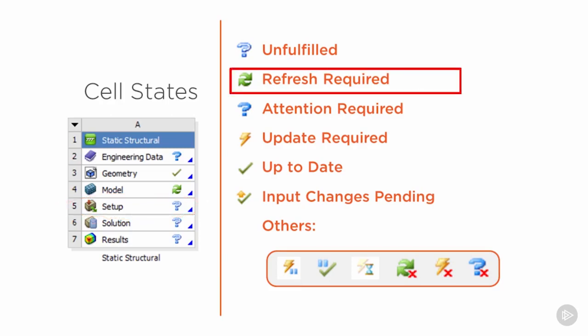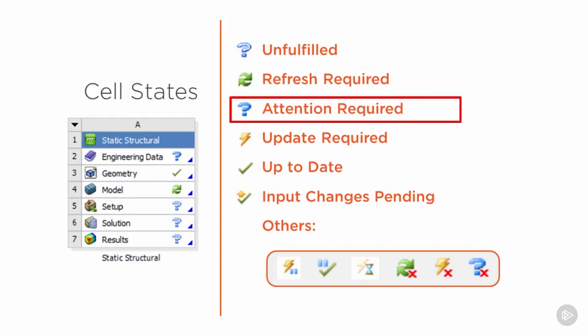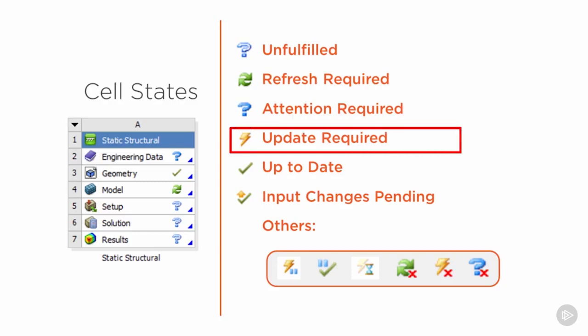The second one is the green arrows called refresh required. This means that the upstream data has changed since the last refresh or update, so you may need to update this cell. The third one is the solid question mark, which means attention required. So it means all of the cell's inputs are current, however you must take some kind of corrective action in order to proceed. The fourth one, which is the yellow lightning bolt, means an update is required.